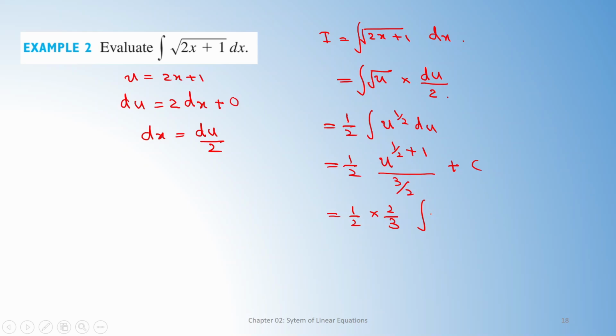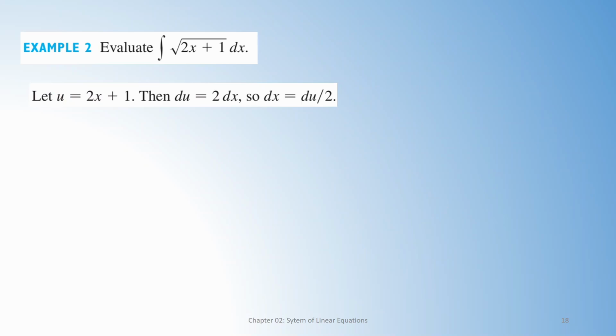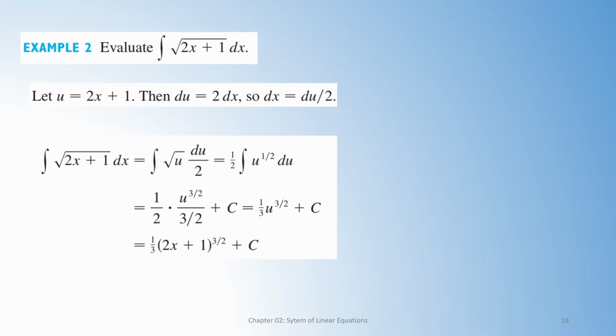u to the power 3 over 2 plus c. Now the 2 is cancelled, so 1 over 3. And u is 2x plus 1, to the power 3 over 2, plus the integral constant. Okay, so once you correctly identify the substitution function, the rest is very easy. So with the details, you get exactly the same answer.